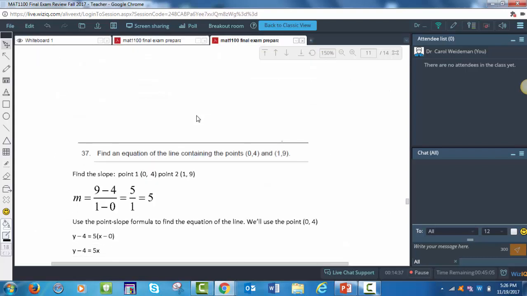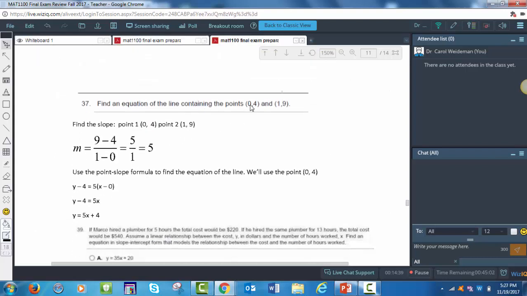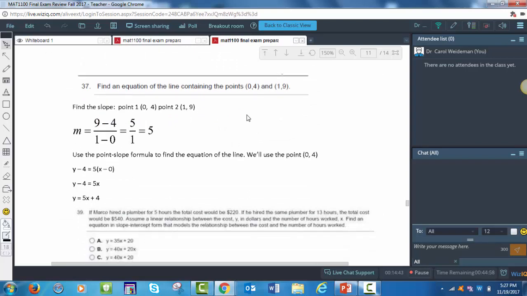All right, number 37, find the equation of the line that contains these 2 points, not just the slope. So first we need to find the slope. I'm going to let this be point 1 and this be point 2. Use my slope formula, 9 minus 4 over 1 minus 0, 5 over 1. So the slope of the line is 5.